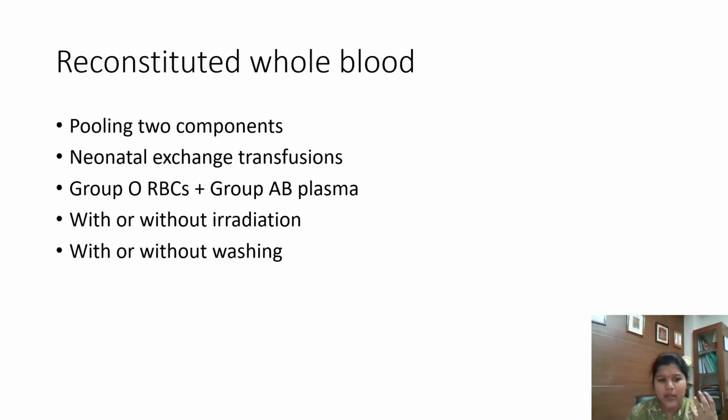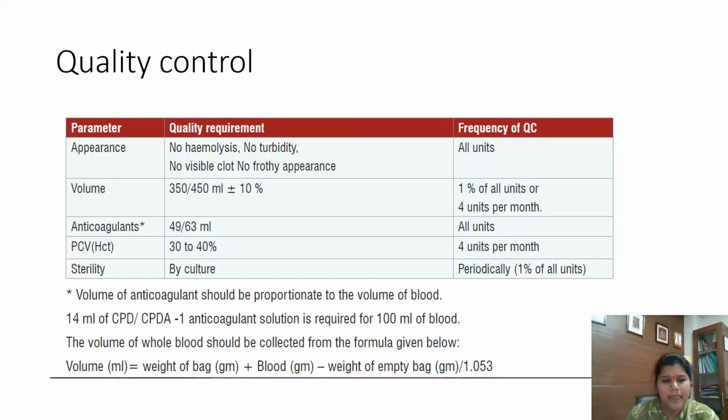What we do is we take group O RBC, that is an antigen negative RBC, and a group AB plasma, that is an antibody negative neutral plasma. Both of these are reconstituted and given for transfusion. This product can undergo irradiation and washing, depending on the situation.